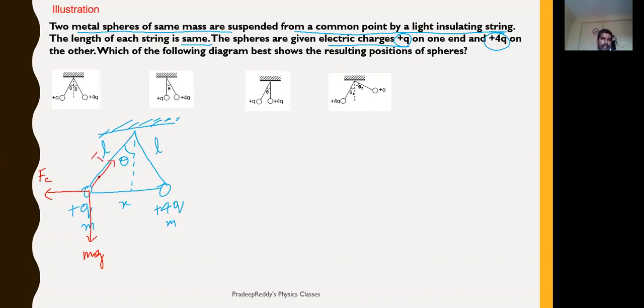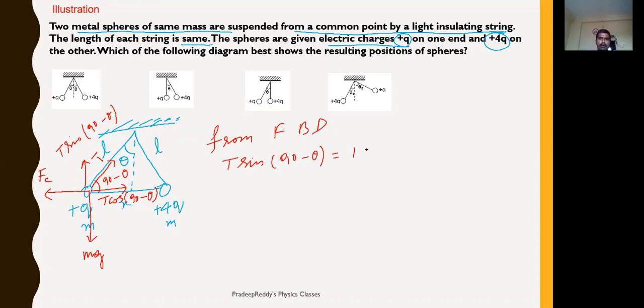I can take this angle as 90 minus theta. On this side, you can resolve this tension into components as T cos of 90 minus theta, and T sine of 90 minus theta. Now, from the free body diagram, T sine of 90 minus theta, which is equal to T cos theta, is equal to mg, and T cos of 90 minus theta, which is equal to T sine theta, is equal to Fe. Fe is electrostatic force.